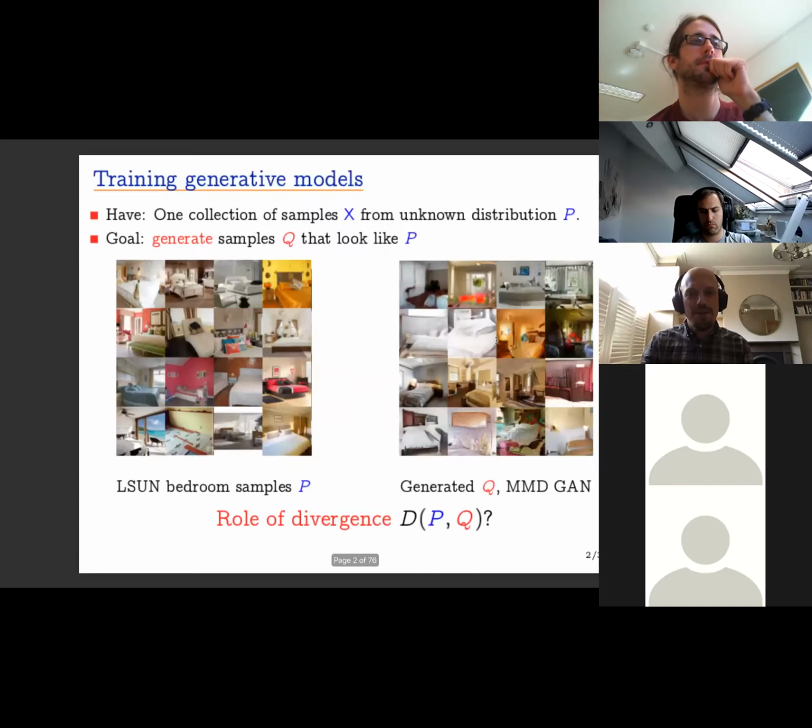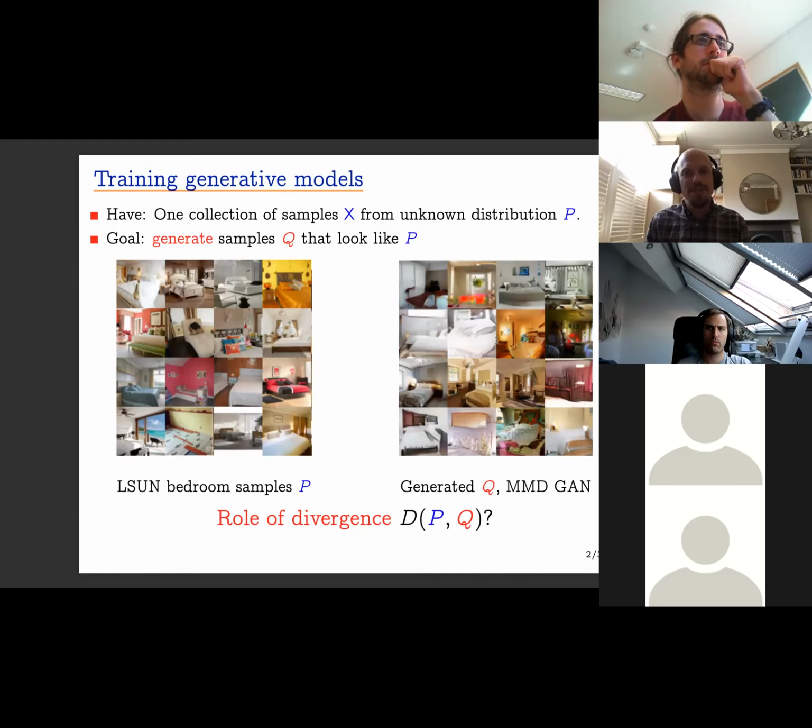I think the theme of this talk is this notion of training generative models. What this means is that we have some collection of samples from some unknown distribution, which I've written P, and the goal is to generate samples from some artificial distribution Q that look like, in some sense, P. The challenge here is that our samples are going to be structured and in very high dimension, for instance, images. Here is an instance of that, where our samples from P are images of bedrooms, and our samples from Q are artificial images of bedrooms. The goal of this learning is to get these Q samples as close as possible to the target P samples.